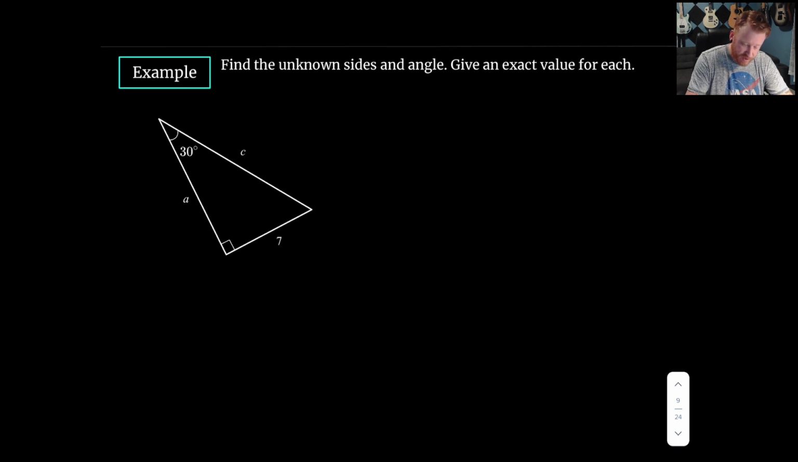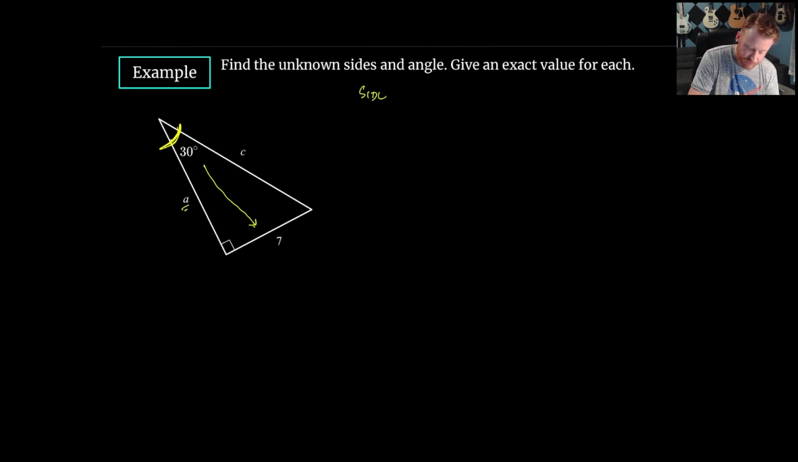Here we're given just a few pieces of information about this triangle, and we're asked to find all of the other information. We're asked to find an exact value for each. So let's see if we can do that here. What I'm noticing is we've got this angle, 30 degrees, and I know what the opposite side is. So let's first pick a side to solve for. We'll start by solving for A.